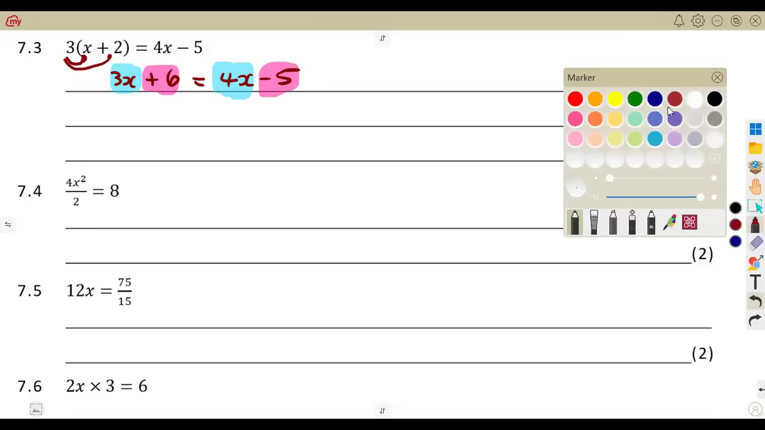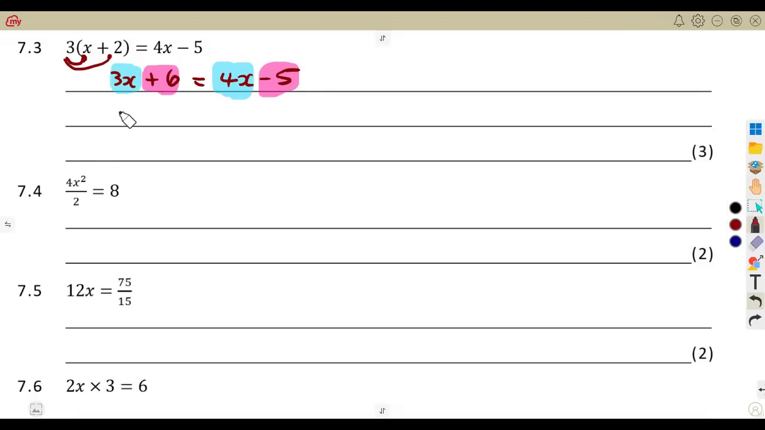So as the number crosses the equal sign, it changes the sign. So we're going to have 3x. We take the 4x to the other side. It becomes a minus 4x is equal to, there is already a minus 5 on the right-hand side. We take the 6 to the other side, it will be a minus 6. It was a positive. The moment it jumps the equal sign, it will be a negative.